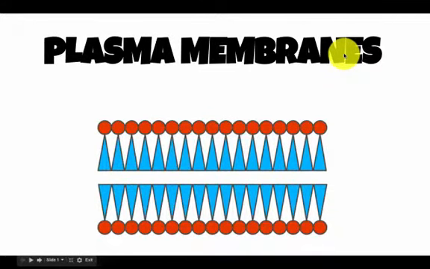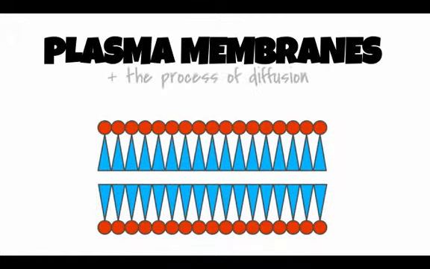Hello biologists, this podcast today is on plasma membranes. Hopefully you're looking at this structure and you're going, alright, this is made up of a phospholipid bilayer and we've got our heads and our tails. Obviously the phospholipids are arranged like that for a reason, so we're going to go through that in this little podcast today, and we're also going to go through the process of diffusion, so the movement of substances through this membrane.